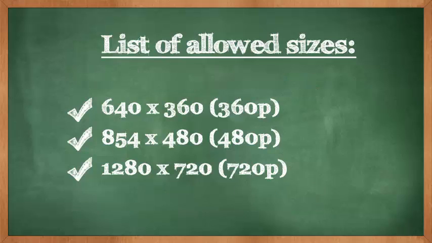Okay, so let's review. When we record web video content, most of the time we'll want to be recording at one of these 3 resolutions. 640 by 360, this is known as 360p. 854 by 480, this is known as 480p. And 1280 by 720, this is 720p.